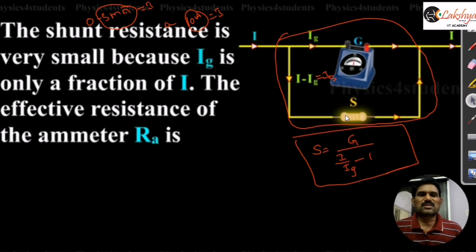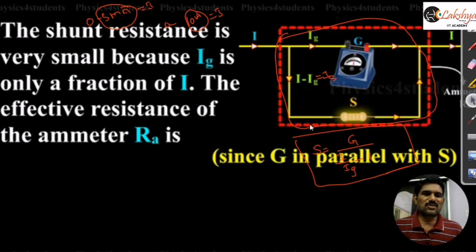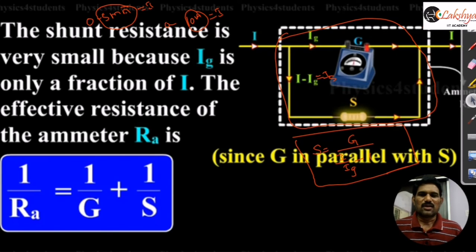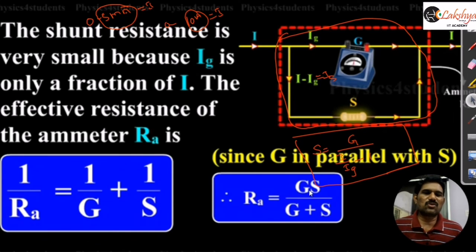So the effective resistance of this ammeter, and in the previous discussion one term is there, Ra is equal to G into S by G plus S. That is nothing but these two values here. We can write 1 by Ra is equal to 1 by G plus 1 by S, which you can write as Ra is equal to G into S by G plus S. So it is a conversion of the galvanometer into the ammeter, right?